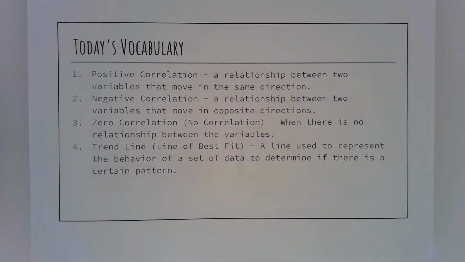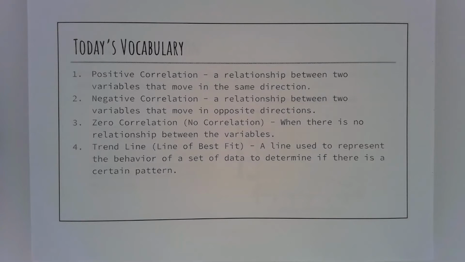Okay, so let's look at some vocabulary. First word, positive correlation. That basically means a relationship between two variables that move in the same direction. Negative correlation, a relationship between two variables that move in opposite directions. Zero correlation or no correlation is when there is no relationship between the variables.